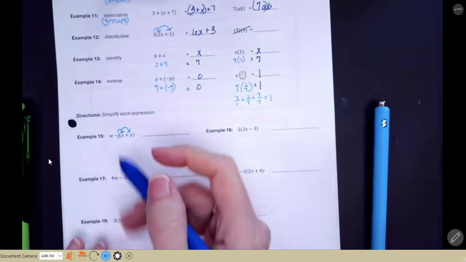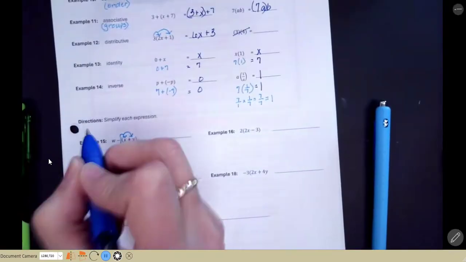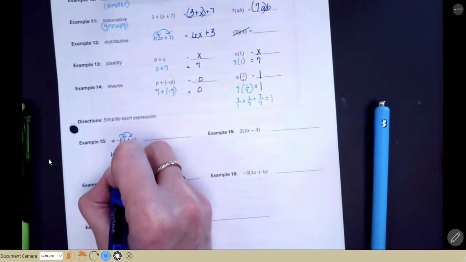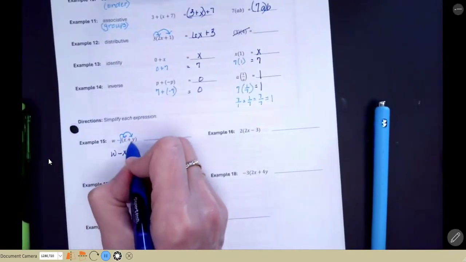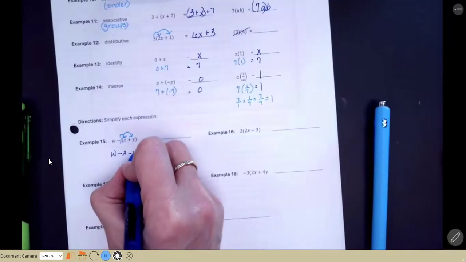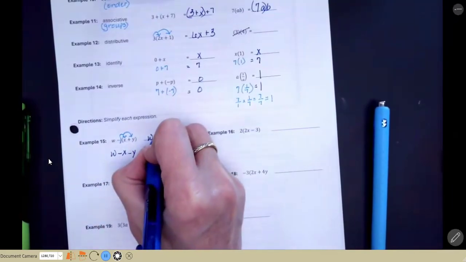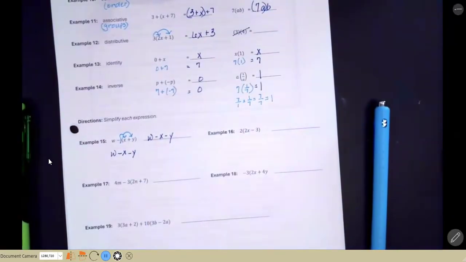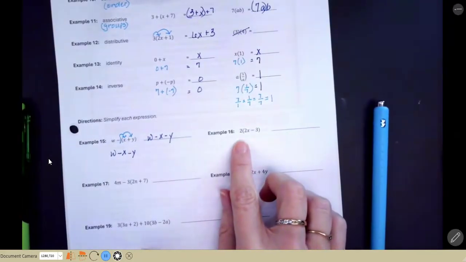And when we do that, we have W. We didn't work on that, so we're just going to bring it down. Negative 1 times x is negative x, and negative 1 times y is negative y. So this is our answer. And we can't go any further. Those aren't like terms, so we can't combine them in any way. Okay. All right, use the distributive property to do example 16.